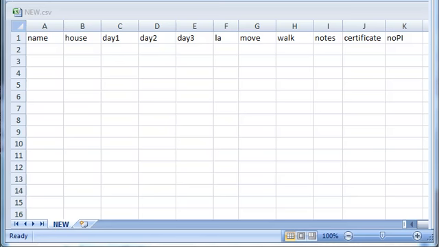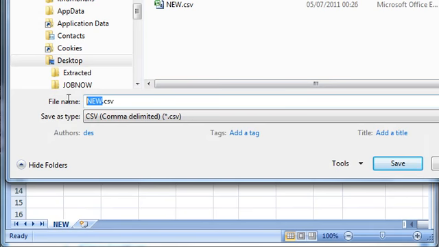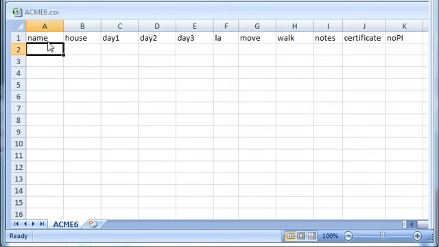This screencast is going to deal with uploading of course lists. We're going to work with a blank one, which is called new.csv. It's important to save it as something, so we're going to go File, Save As, and we're going to call it probably something I can find again. So we're going to call Acme 6 there, and just save that so it now comes up as Acme 6.